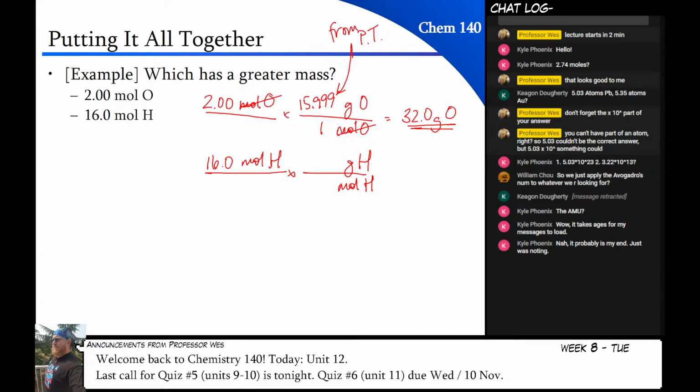And according to the periodic table, there are 1.008 grams of hydrogen per mole. When I multiply those together, I get 16.1 grams of hydrogen. All right, which one weighs more? Well, this is the bigger number, so this is the answer, right?